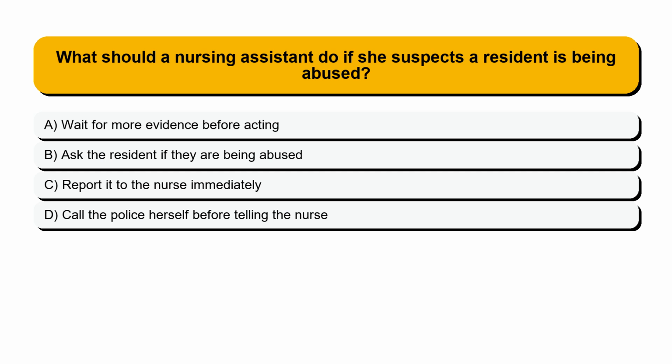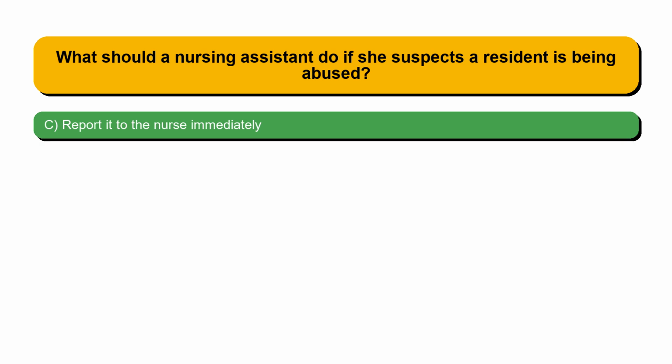Question 61. What should a nursing assistant do if she suspects a resident is being abused? Option A. Wait for more evidence before acting. Option B. Ask the resident if they are being abused. Option C. Report it to the nurse immediately. Option D. Call the police herself before telling the nurse. The correct answer is option C. Report it to the nurse immediately.